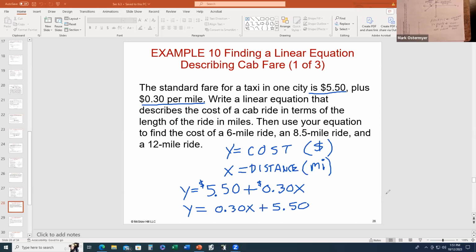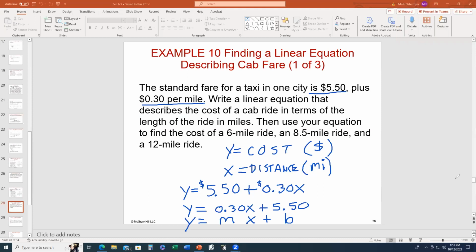Question, ladies and gentlemen, what's the slope of this linear equation? This linear equation is in slope-intercept form. It is in the form of y equal to mx plus b, correct? So what's the slope? 30 cents. Can you explain to me in plain English what this 0.30 is saying in the context of this problem? You're right, the slope is 0.30, but how do we interpret what the slope is saying here in the context of our situation? What does it really represent?